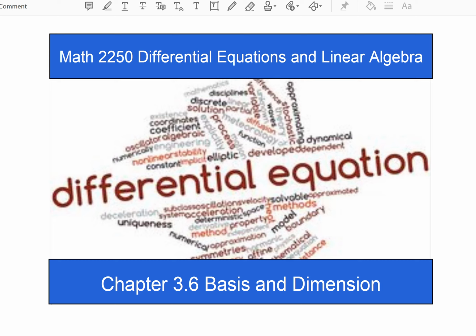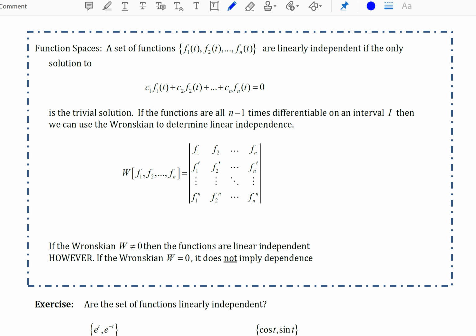In this video, we are going to finish going through Chapter 3.6, discussing basis and dimension of vector spaces. Let's jump to page 44 of your guided lecture notes and look at function spaces.